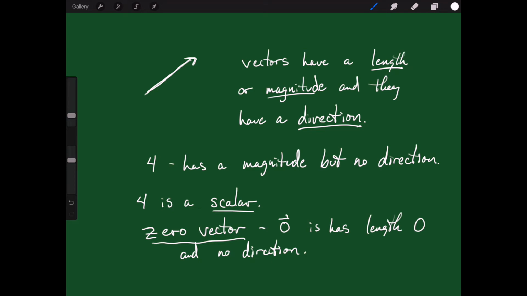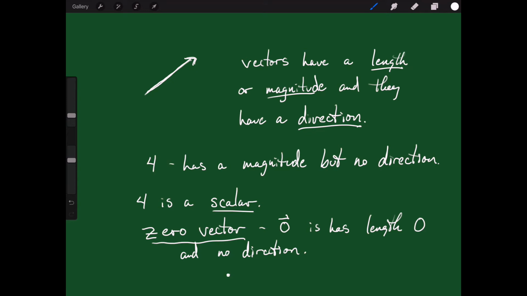So a zero vector, it's not very interesting at all. I guess you could just denote it by a dot, and that's all, because its starting point and its ending point are the same. So it doesn't really have a direction. I guess you could say it has every direction, but that isn't really that helpful.